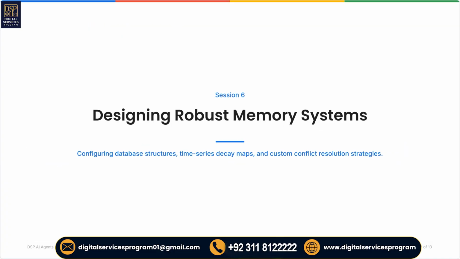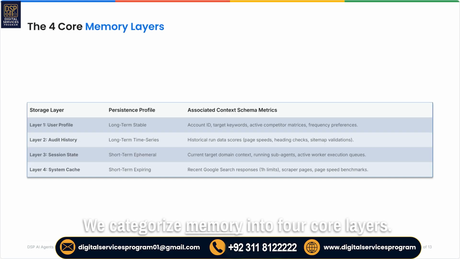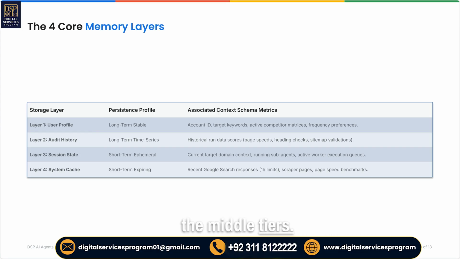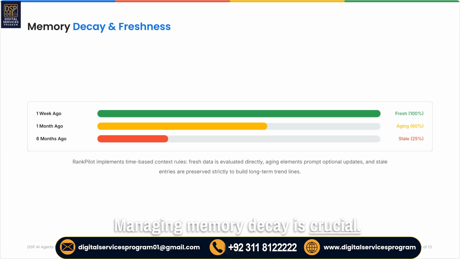Moving into session 6, we will look at designing robust memory systems. This includes configuring proper database structures, implementing time series decay maps, and establishing custom strategies for conflict resolution. We categorize memory into 4 core layers. These range from the stable, long-term user profile down to the short-term system cache, with audit histories and session states filling the middle tiers.